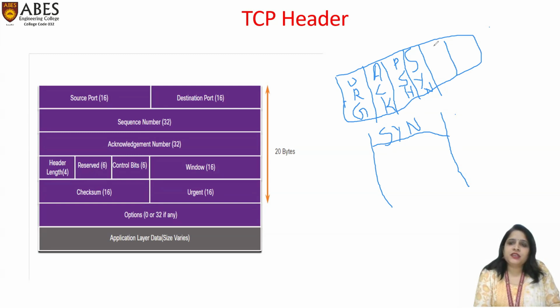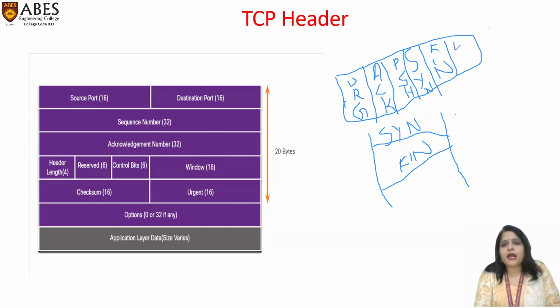Next bit is the FIN bit. The FIN bit is the last bit used in the connection termination process. When the data transmission between sender and receiver is complete, finally the sender sends a signal to the receiver with the help of the FIN bit, notifying that the connection will terminate.